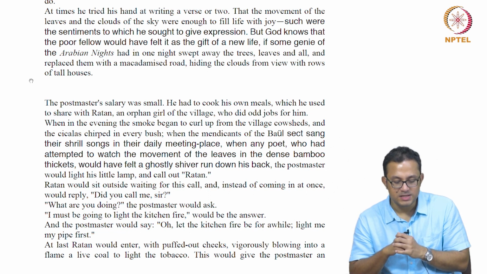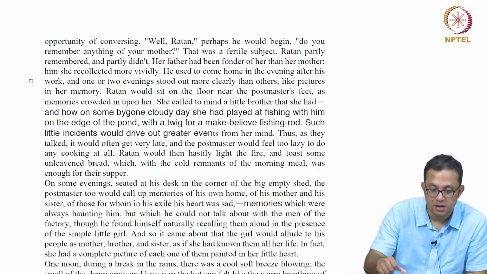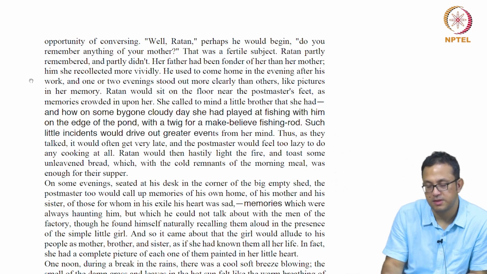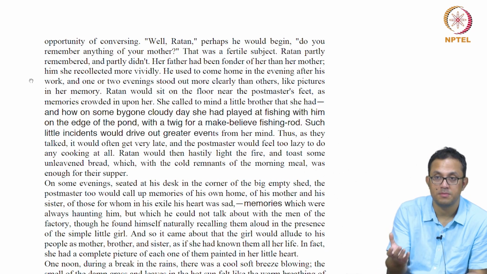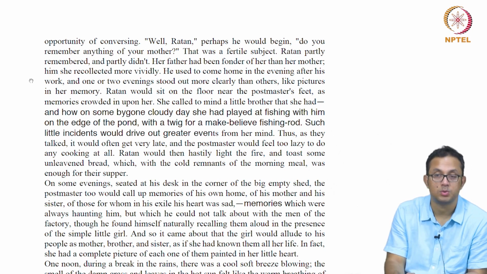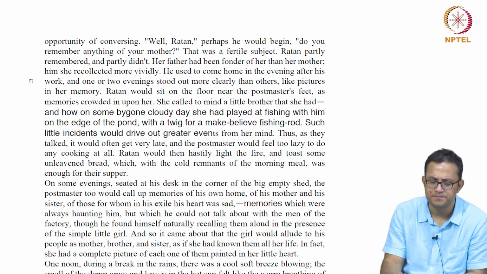"At last, Ratan would enter, and with puffed up cheeks, vigorously blowing into a flame a live coal to light the tobacco. This would give the postmaster an opportunity of conversing." The whole idea of the opportunity of conversing is important, because we are told at the beginning of the story that he doesn't get a chance to converse with people on his own equal wavelength, because he can't converse with the factory workers, and obviously can't converse with the British proprietor of the factory. So he's completely alone. So he ends up talking to this girl called Ratan, who did odd jobs for him.